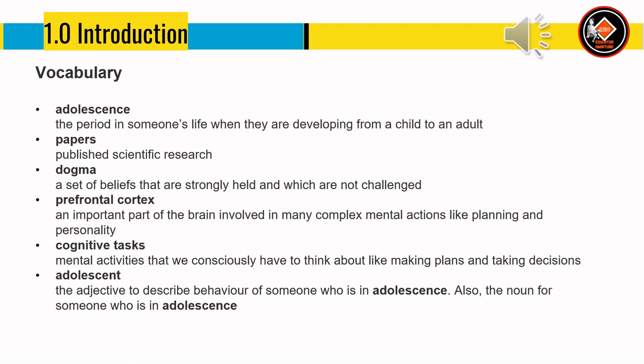Prefrontal cortex: an important part of the brain involved in many complex mental actions like planning and personality. Cognitive tasks: mental activities that we consciously have to think about, like making plans and taking decisions. Adolescent: the adjective to describe behavior of someone who is in adolescence. Also, the noun for someone who is in adolescence.